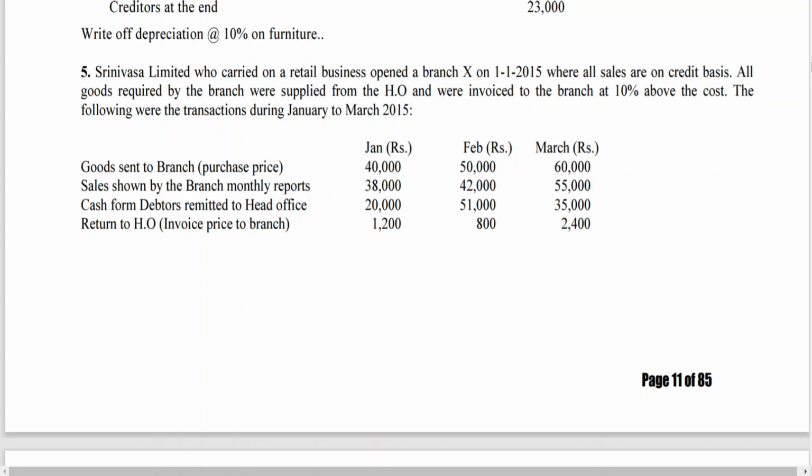Srinivasa Limited, who carried on a retail business, opened a branch X on 1/1/2015 where all sales are on credit basis. All sales are on credit basis.